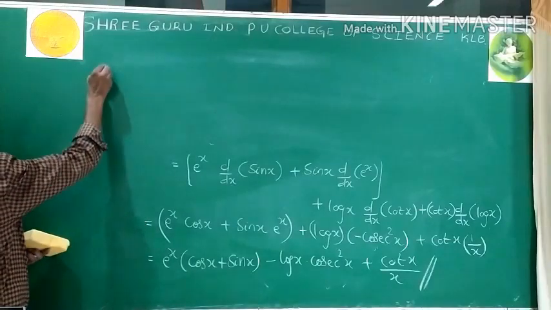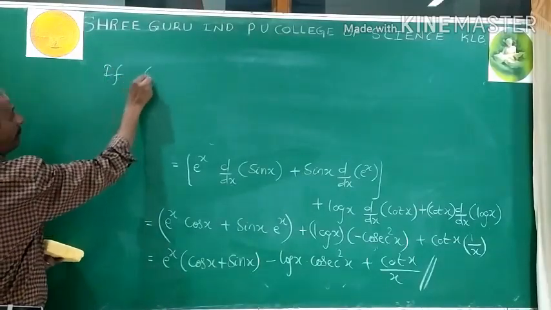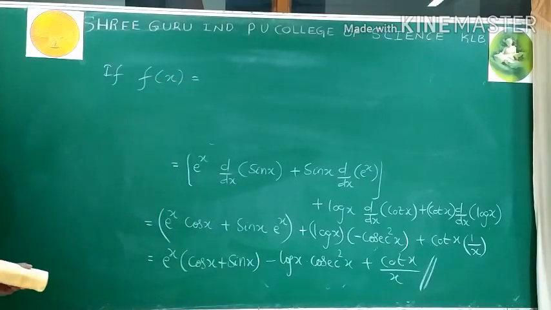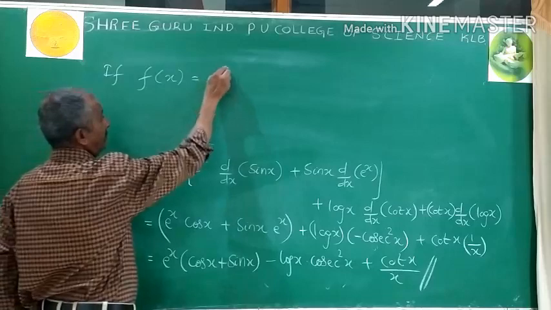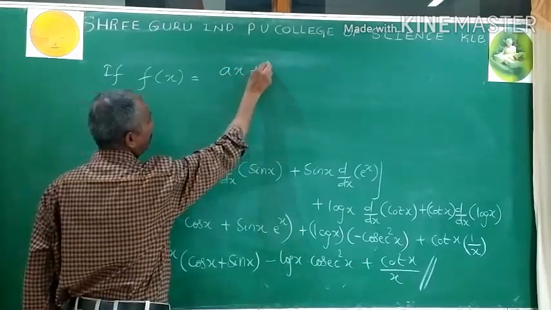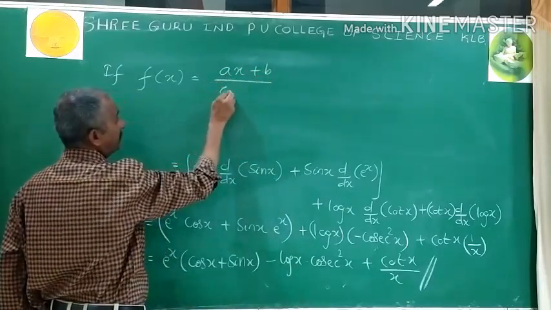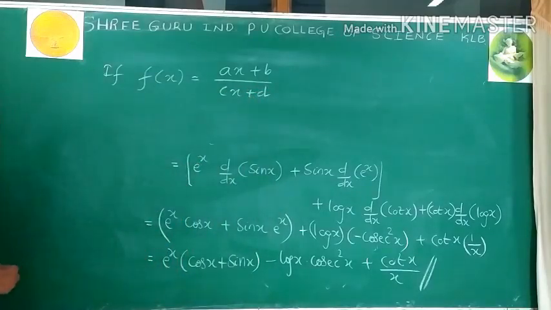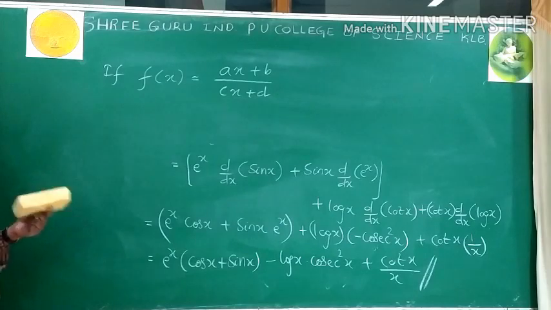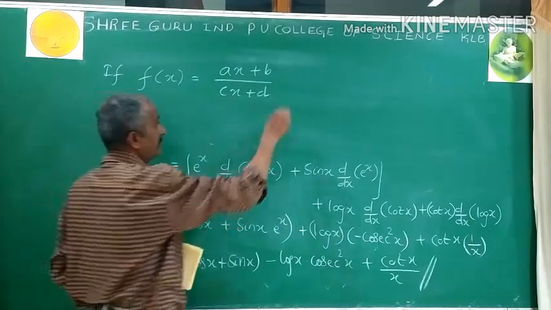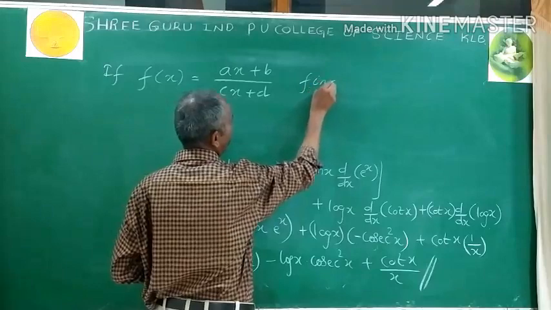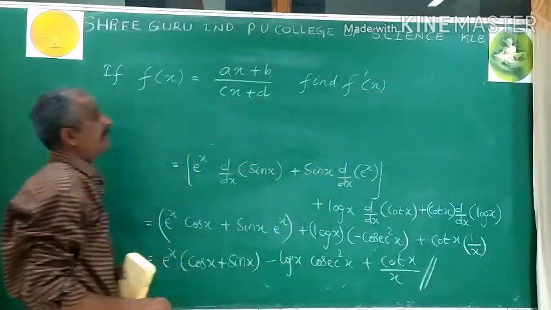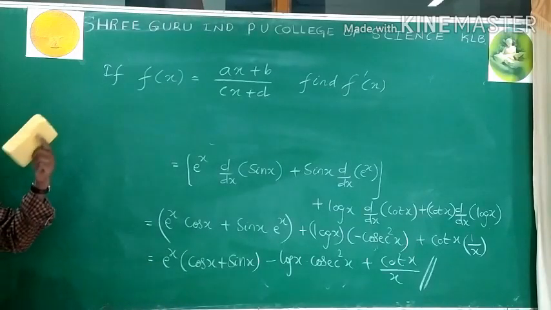If f of x equals (ax plus b) whole divided by (cx plus d), understandably a, b, c, d are constants, then find f dash of x. You may recall your memory. Actually, this question was already in the first year PUC NCERT book.